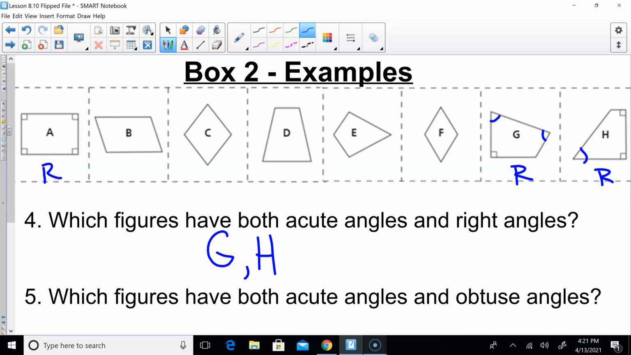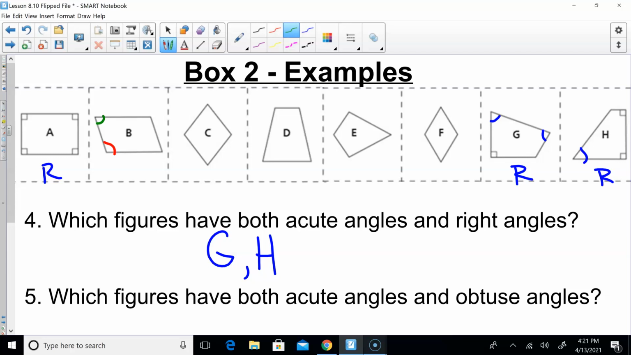Now, which ones have both acute angles and obtuse angles? Well, if we think about that, besides A, we know that here was an obtuse angle, and the opposite of the obtuse angle is an acute angle. And that's happened pretty much in every single one.